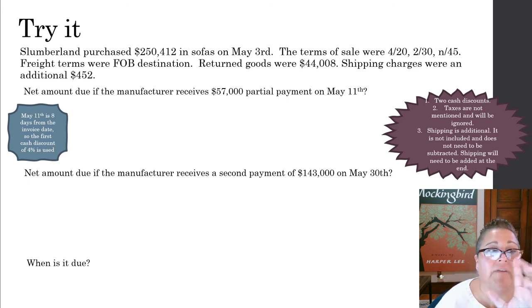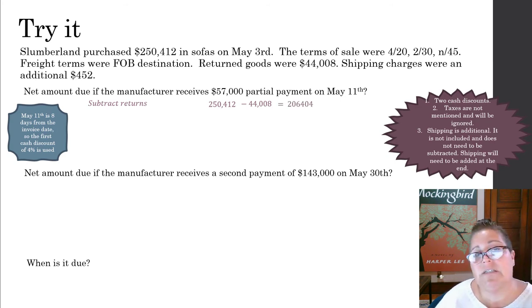All right. I've got to find the net amount due, so I'm going to try and go through this whole process. All right, first I need to look and see if I need to subtract shipping. We've already said no, so shipping does not need to be subtracted. It's an additional charge. But there were returns. So I'm going to subtract the returns. $250,412 minus the returns of $44,008 gives me $206,404. There's no taxes to worry about, so I'm not going to add any of those in.